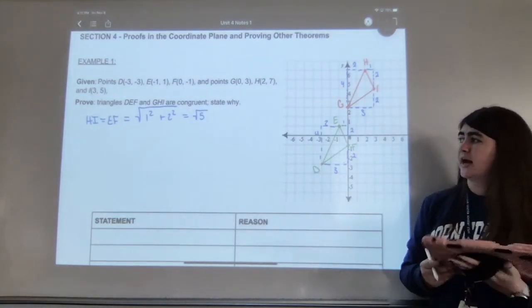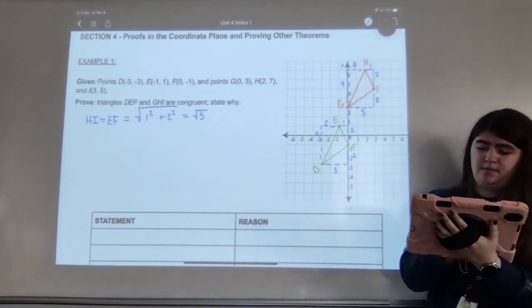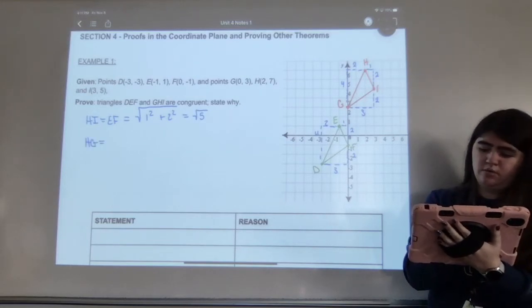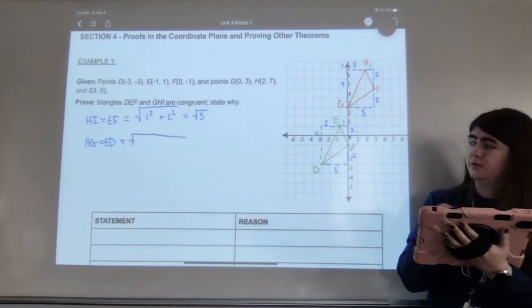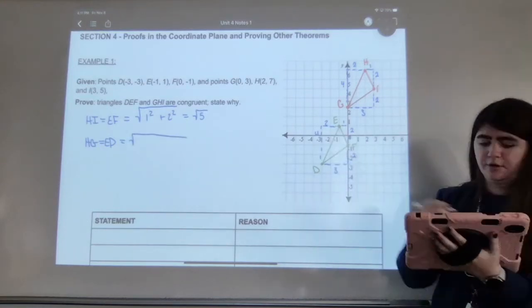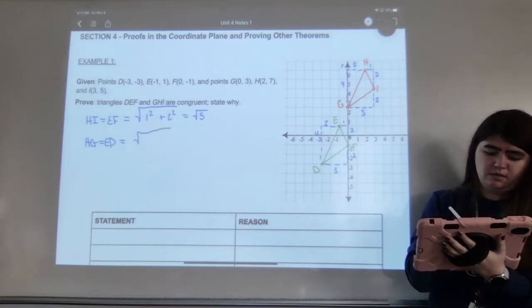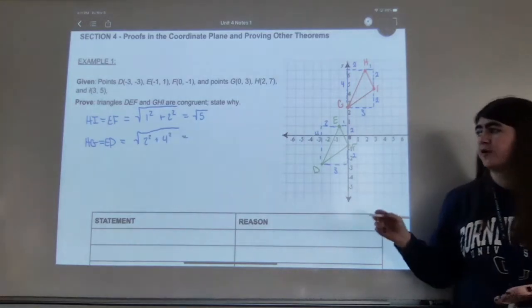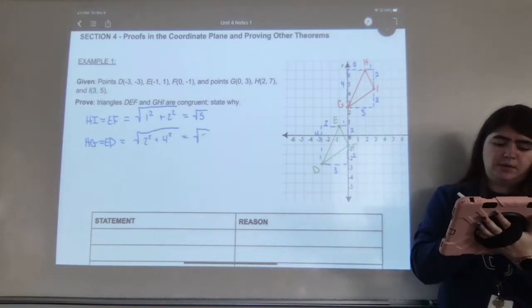And next, I'm going to go from E to D and H to G, so I have HG is equal to DE, or I need to go in the same direction, so that's ED. And both of those are equal to the square root of 2 squared plus 4 squared. And my square root symbol is a little large there, so I'm going to fix that. So I have 2 squared plus 4 squared. 2 squared is 4, 4 squared is 16, 16 plus 4 is equal to 20. So I have the square root of 20.